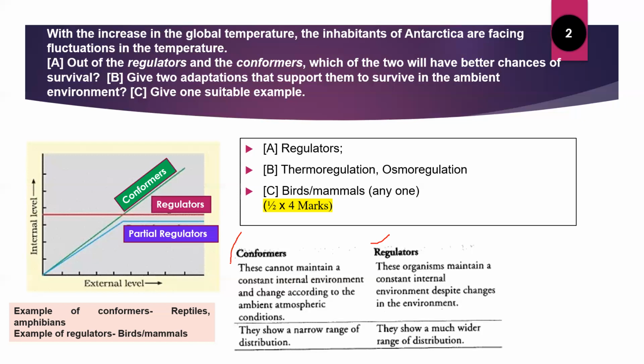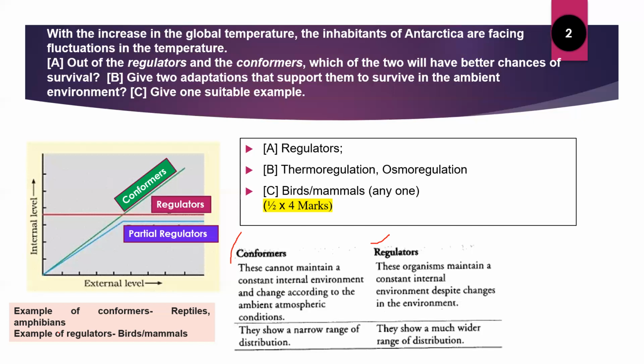In the diagram, you can also see partial regulators. That is, to an extent, they try to change their internal environment according to the atmospheric conditions. But if the changes in the external environment keep on increasing, then they are able to stabilize or maintain a constant internal environment. So those are partial regulators.